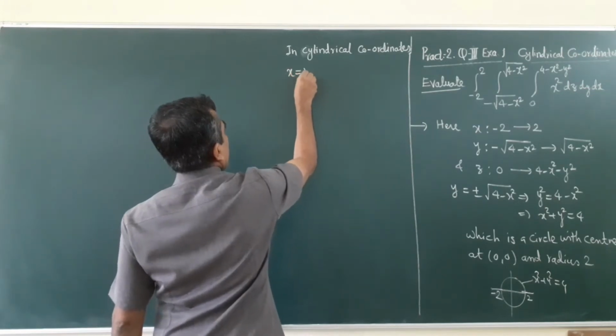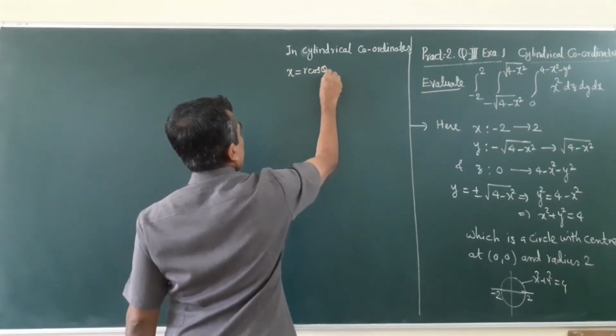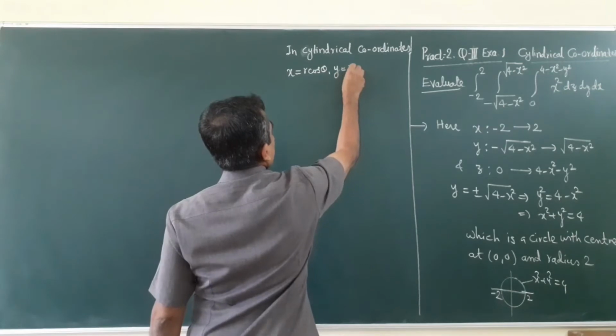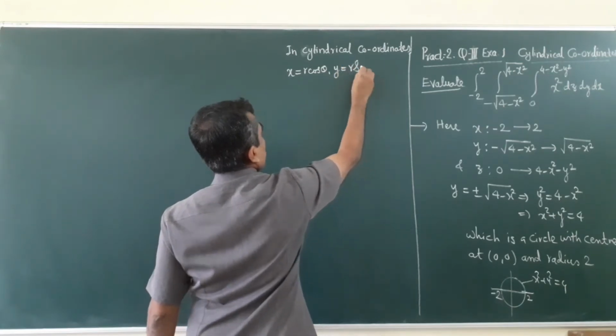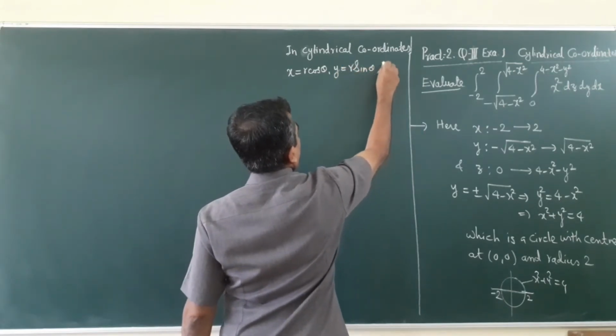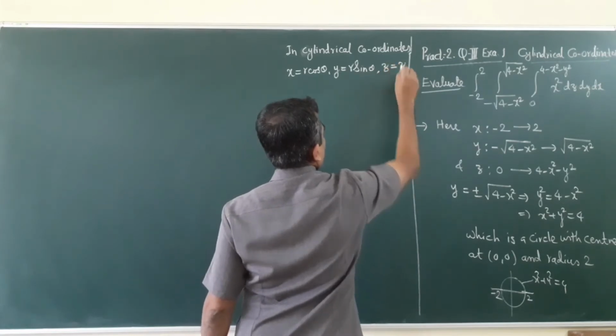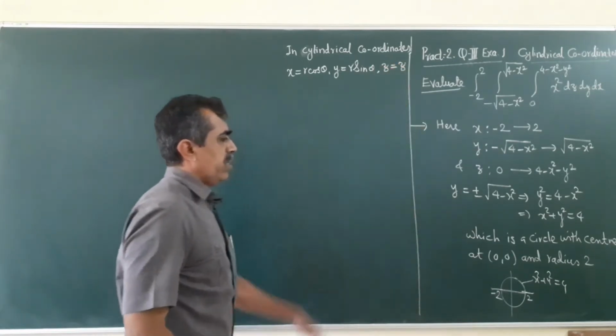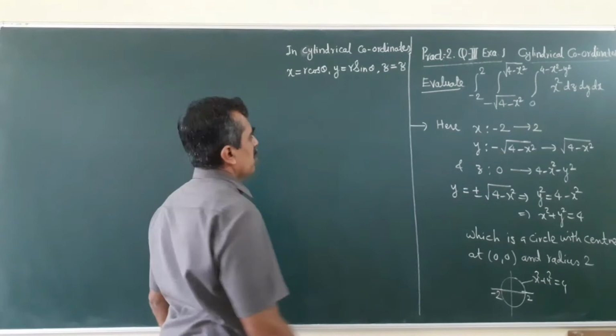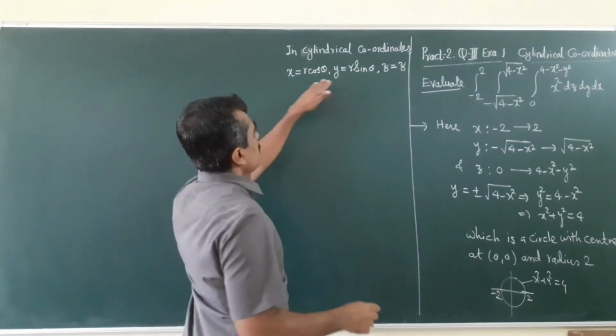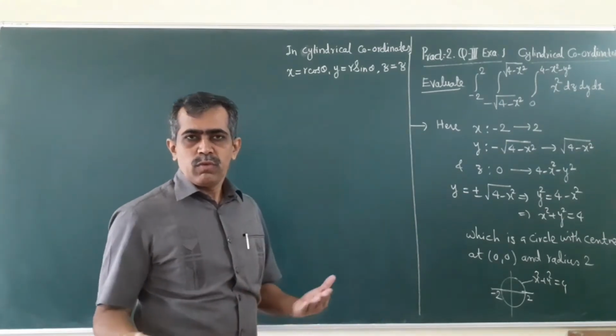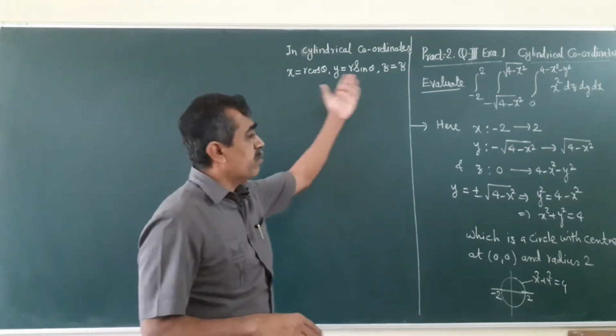what is x? X is r cos theta, y is r sin theta, and z is equal to z. Z will give you the height of that object. So this is the substitution. When we want to change the variable, we have to make a substitution.